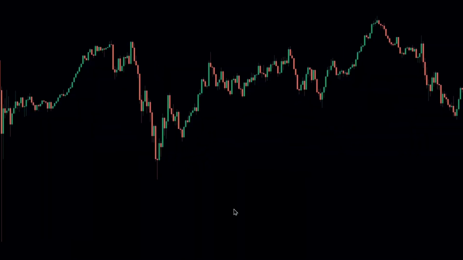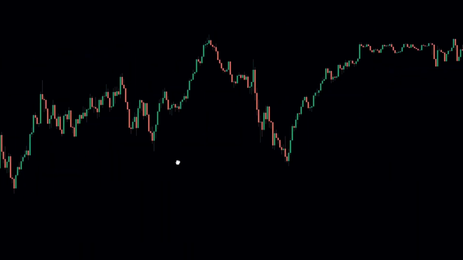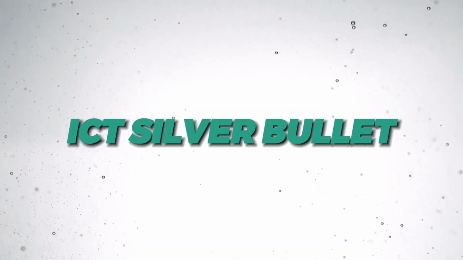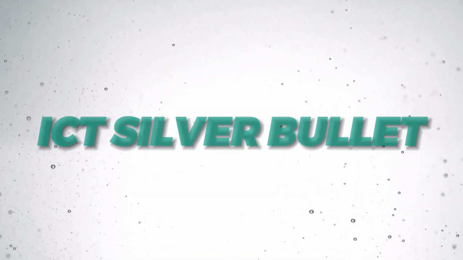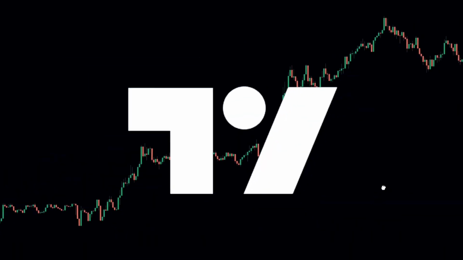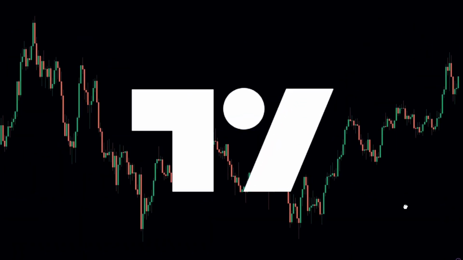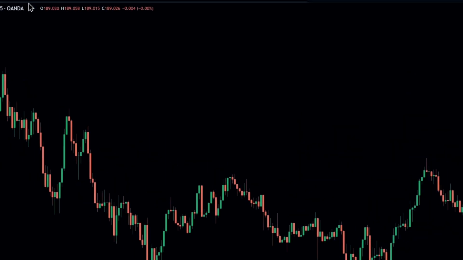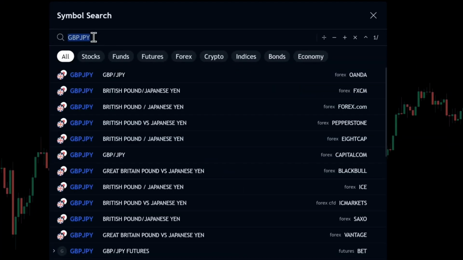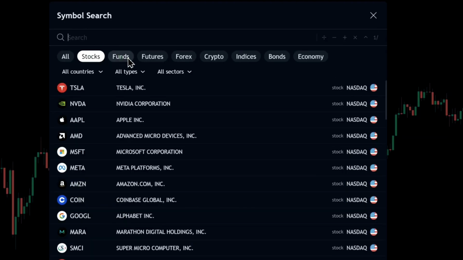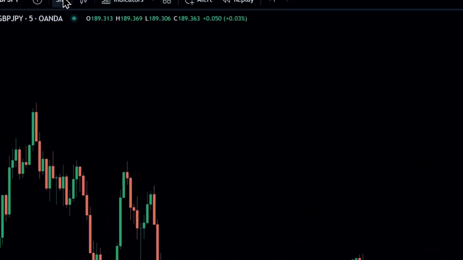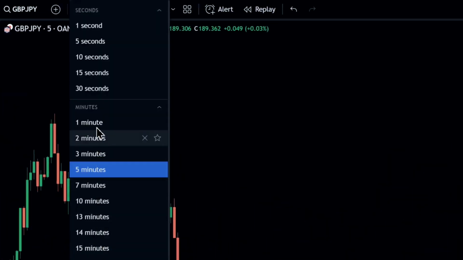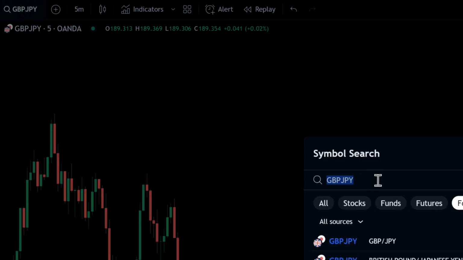Let's dive in. The main indicator for this strategy is called the ICT Silver Bullet Indicator. To add it to your chart, head over to TradingView, the trading platform I'll be using. If you need to sign up, the link is in the video description. Next, load the 5-minute chart for GBP JPY, though you're not limited to this pair. You can use any trading instrument you like, as long as the time frame is 15 minutes or less. For now, let's stick with the 5-minute GBP JPY chart.